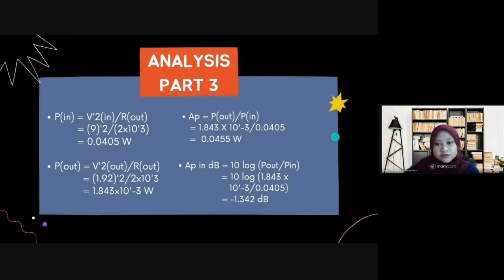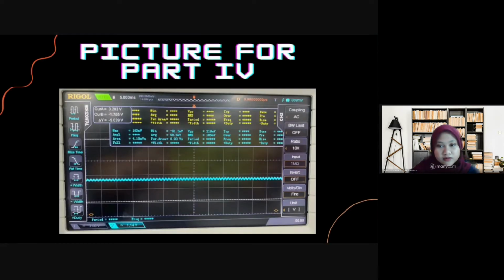Next, this is the picture for our part 4, the effect of shunt capacitor C3. After we remove the shunt capacitor from the circuit, we measure the output voltage, which is V out. This is the real picture for part 4 that we obtained, and this is how the waveform looks.